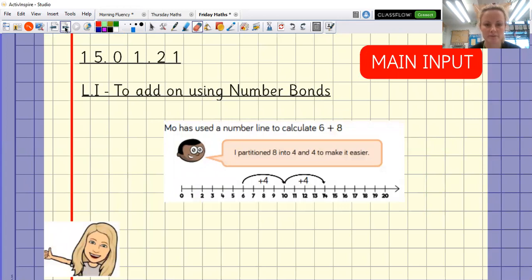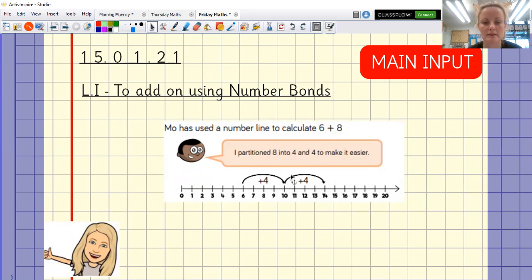So today we're going to be looking at how to partition numbers and bridge 10. Okay, so here is an example. Mo has used a number line to calculate 6 plus 8. What Mo has done, he has said, I have partitioned 8 into 4 and 4 because he knows that 4 plus 4 equals 8.